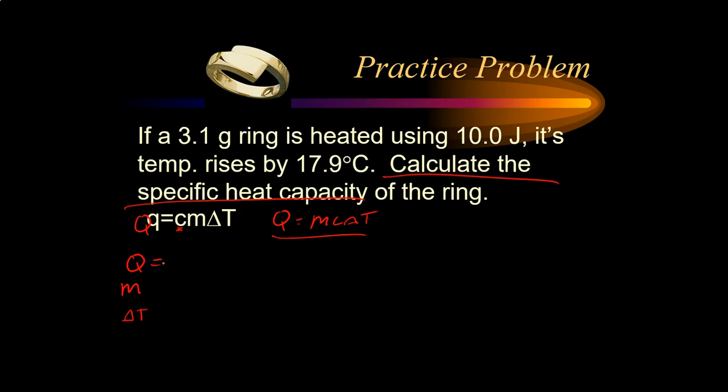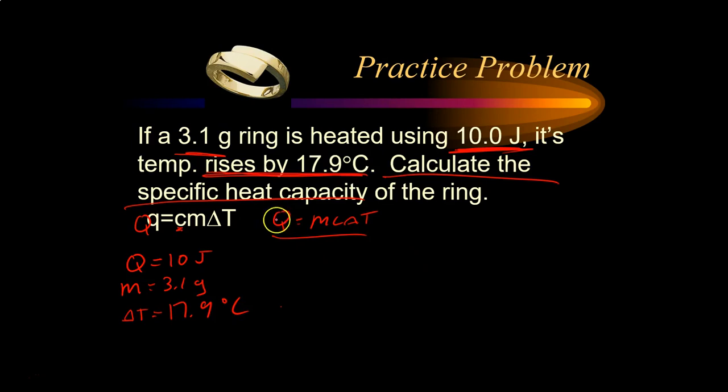Our Q value is always going to be the number that has a joule after it. So because this has a J, our Q is going to be 10 joules. Our mass has a G, so that's going to be 3.1 grams. And our change in temperature, well, in this case, we don't have to do that subtraction, because it tells us that it rose by 17.9 degrees Celsius, so the change in temperature is however much it rose by, which is 17.9.